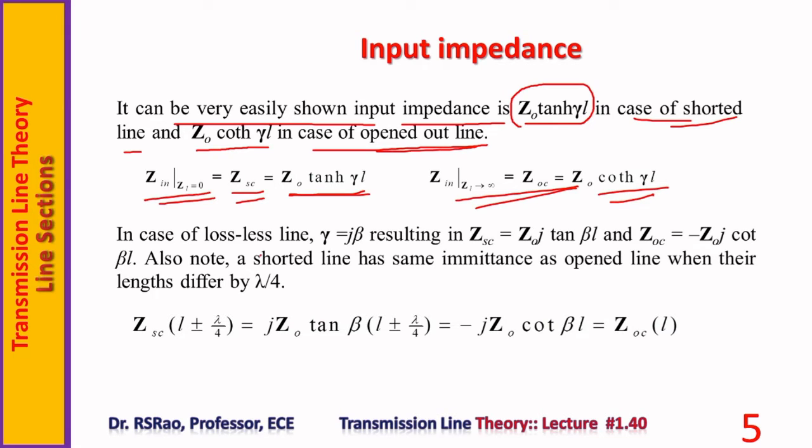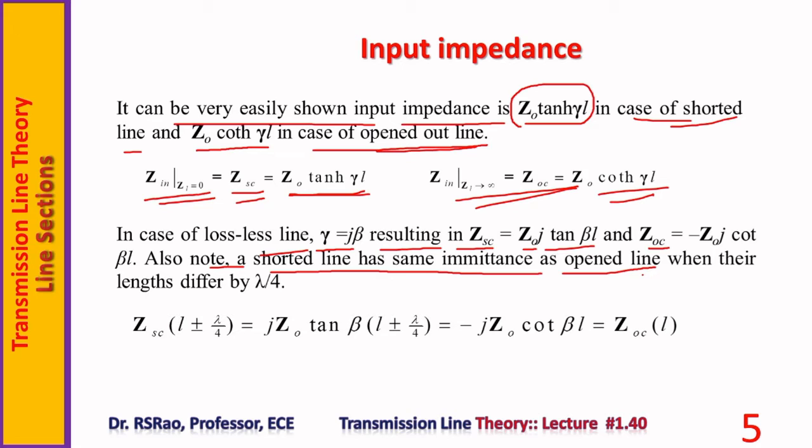In case of a lossless line, of course, gamma is j beta, resulting in ZSC equal to Z0 j tan beta L, and ZOC is minus Z0 j cot beta L. Also note, a shorted line has the same impedance as an opened line when their lengths differ by lambda by 4.